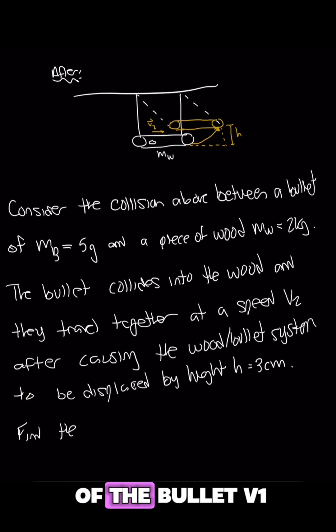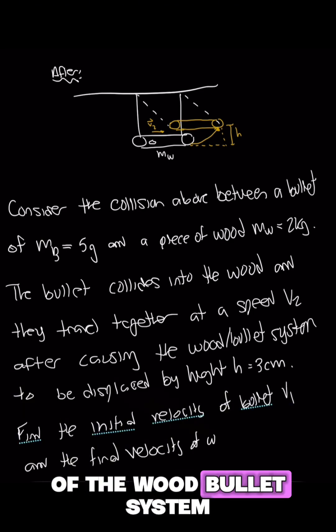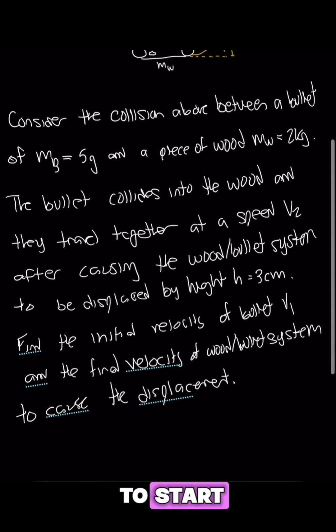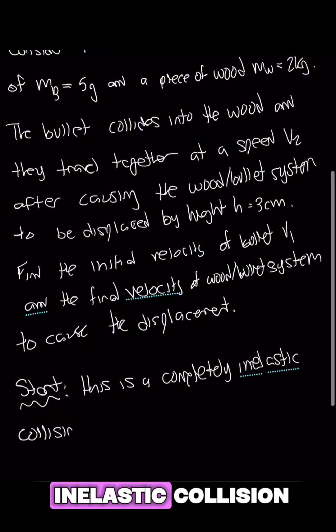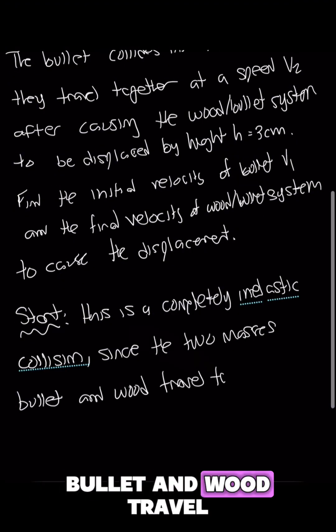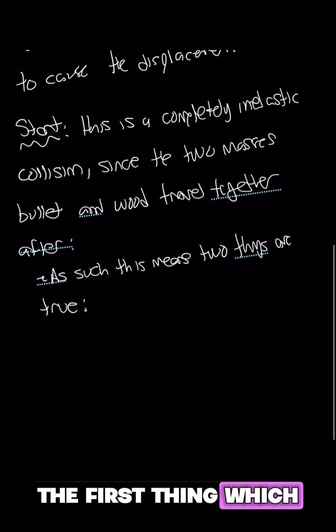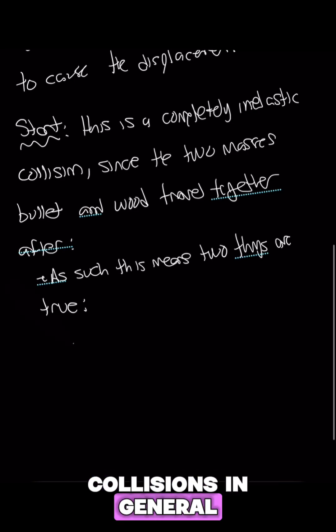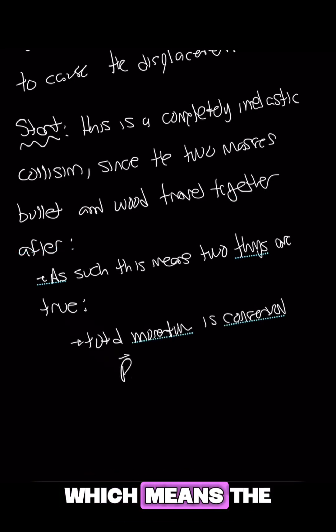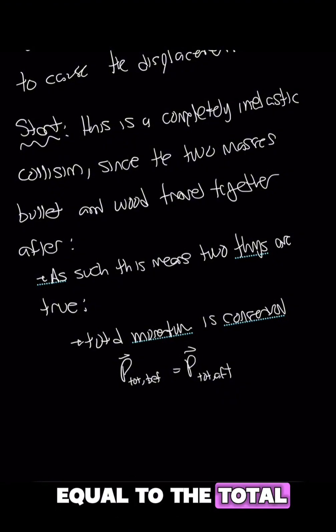Find the initial velocity of the bullet, v1, and the final velocity of the wood-bullet system to cause the displacement. To start, we can identify that this is a completely inelastic collision, since the two masses, bullet and wood, travel together after. As such, two things are true. The first, which is true for most collisions in general, is that the total momentum is conserved, which means the total momentum before is equal to the total momentum after.